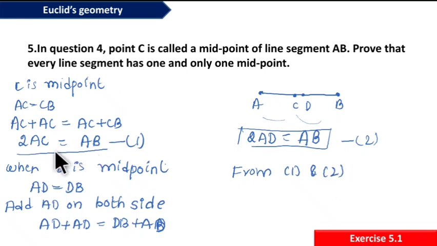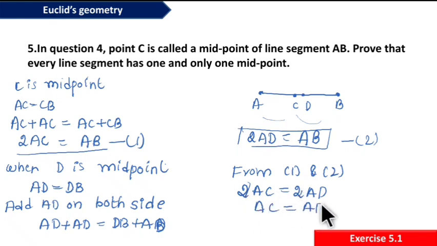What do we have in equation number 1? 2 times AC equal to AB. Here 2 times AD equal to AB. Things which are equal to the same thing are equal to one another, right? So we can write 2 times AC equal to 2 times AD. Here the 2 gets cancelled, so we can write AC equal to AD.